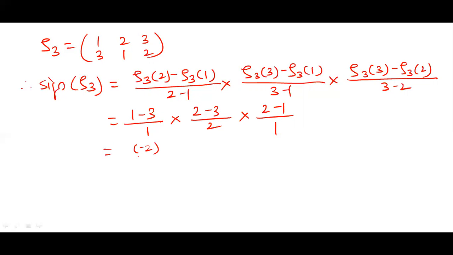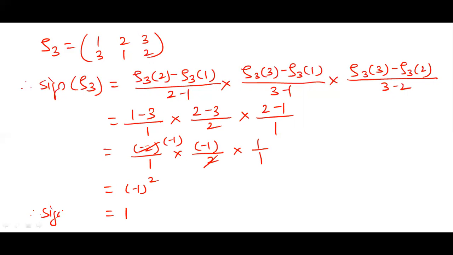It is minus 2 by 1 into minus 1 by 2 into 1 by 1. This 2 will cancel with this 2 and remains minus 1. Means in this product we have minus 1 2 times, so it is minus 1 square, so it is 1. Therefore, signature of row 3 is 1.